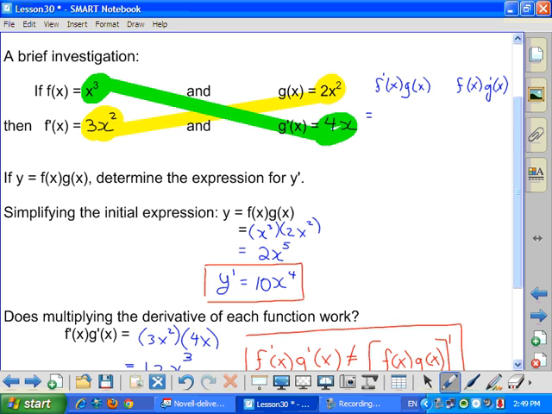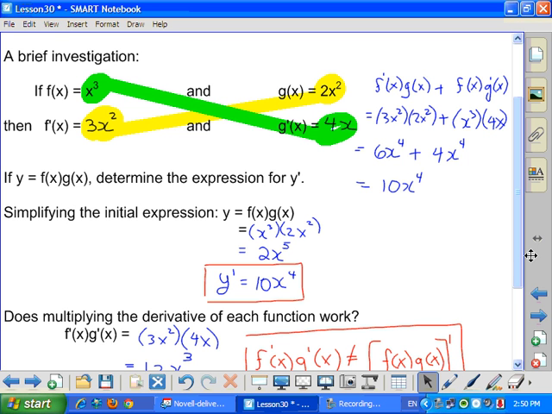I would end up with 3x squared, g of x is 2x squared. Again, I'm leaving that sign out for the moment. x cubed is my original f of x, multiplied by 4x. I get 6x to the fourth here, and I get 4x to the fourth here. I know the correct answer from down below is 10x to the fourth. So if I add those together, I get the derivative. And that came from, obviously, trial and error and some deeper algebra than what I really want to go into today.